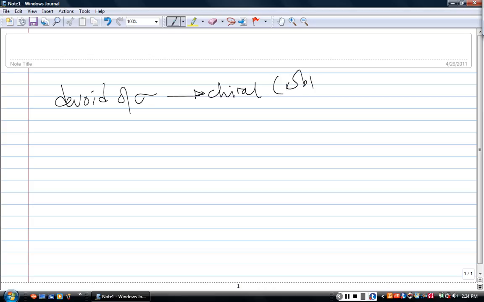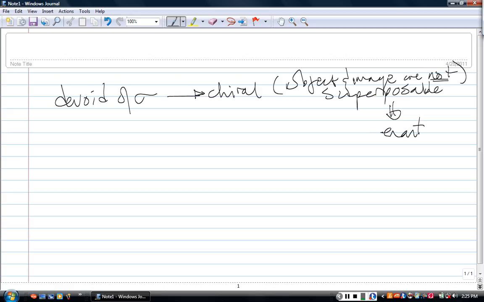the object and the mirror image are not superposable. Okay? And this essentially then is enantiomerism. So if a molecule does not have a mirror plane, that satisfies both the necessary and sufficient condition for chirality, and as far as molecules go, that means that they're going to be enantiomers, that they will exist as one of a pair of enantiomers.